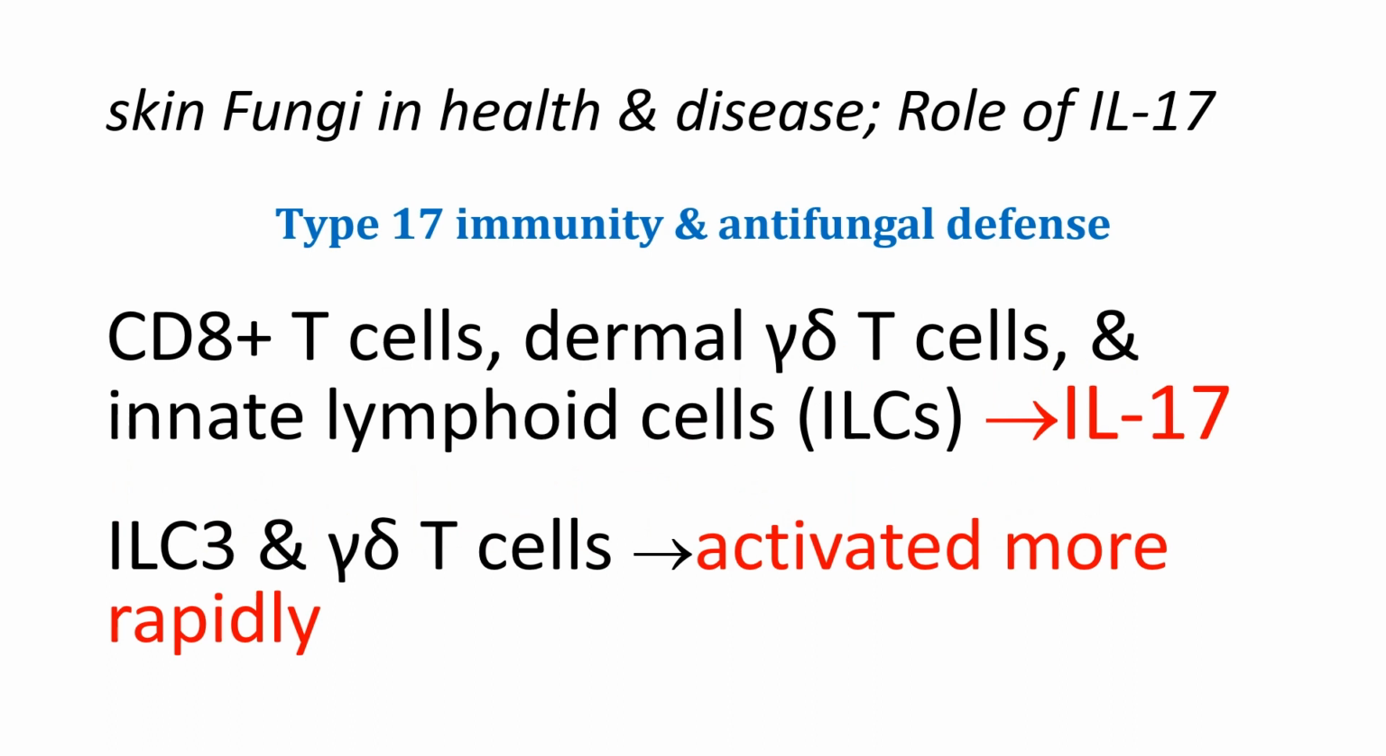In addition to CD4 positive T cells, other lymphoid cells also contribute to the overall interleukin 17 response to commensal fungi, including CD8 positive T cells, dermal gamma delta T cells, and TCR negative innate lymphoid cells. And although these various interleukin 17 producing cell types respond to the same activating and polarizing cytokines, interleukin 1, interleukin 6, and interleukin 23, they show distinct response kinetics. Innate lymphoid cells type 3 and gamma delta T cells tend to be activated more rapidly compared to CD4 positive and CD8 positive T cells.